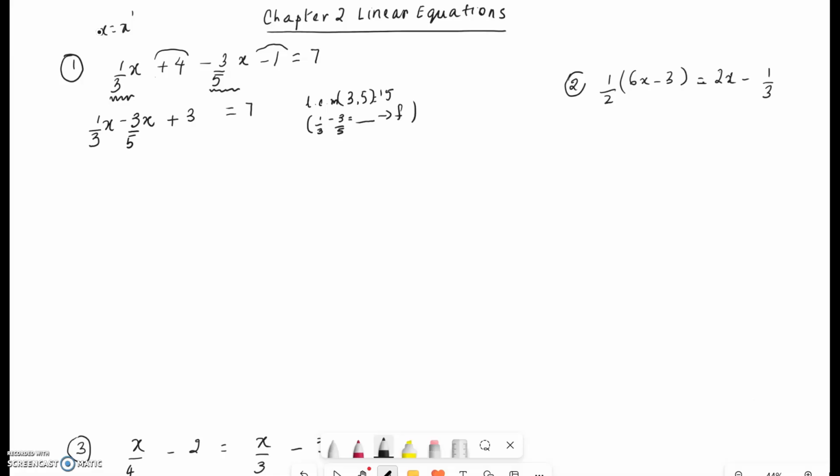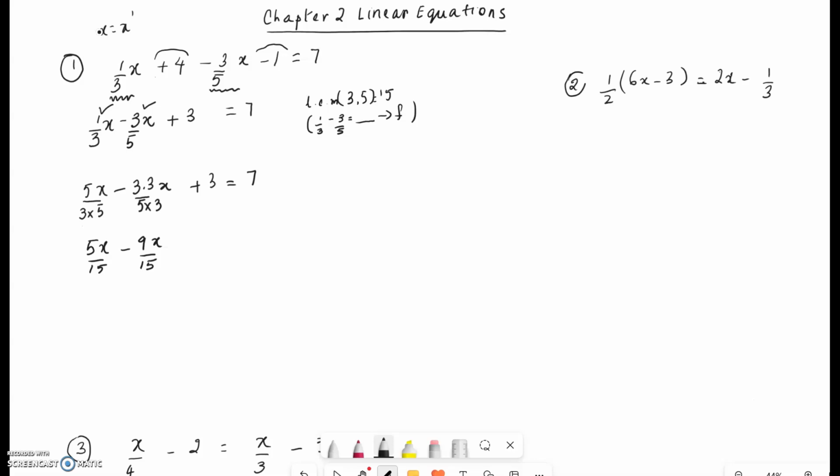Now, in order to make the denominator of 15, I go 5x over 3 times 5. You're multiplying the numerator and denominator by 5 to make the denominator of 15, minus multiply the numerator and denominator by a 3 to make the denominator of 15 on the second expression. So we're done with this and this. Plus a 3 equals 7. So we have 5x over 15 minus 9x over 15.